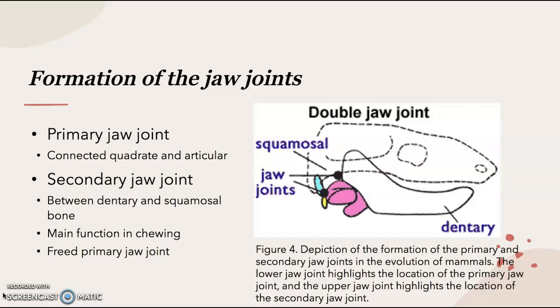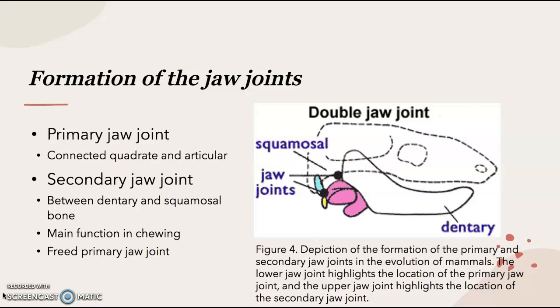Next, due to environmental pressures like needing to chew bigger food, larger food, more of it, the secondary jaw joint was formed between the dentary and squamosal bones. This joint therefore allowed there to be separation between the upper and lower jaw bones, so no dislocations would occur when chewing. This helped aid in their survival. This was a survival advantage.